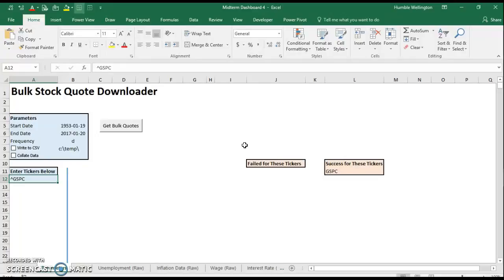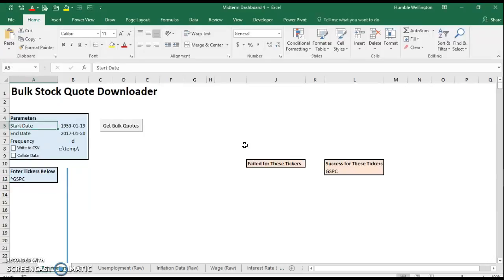The first thing I had to pull was my stock prices. To pull my stock prices, I used this bulk stock quote downloader, which was built by a guy named Samir Khan. It's VBA enabled. And I'm going to put a link at the bottom of this video as to where you could get this stock quote downloader, as well as the links to the different resources that I used.